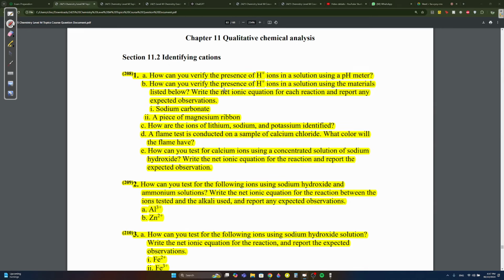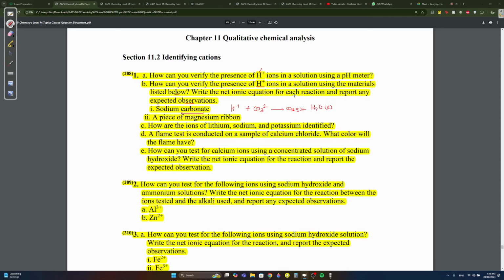How can you verify the presence of H+ using the materials listed below? Write the net ionic. Let's forget about the net ionic and first focus on what actually happens. Expected observation: sodium carbonate. To test for carbonate ions, you add an acid which has H+ in it. When you add H+ to a carbonate, you get CO2 gas and also water.